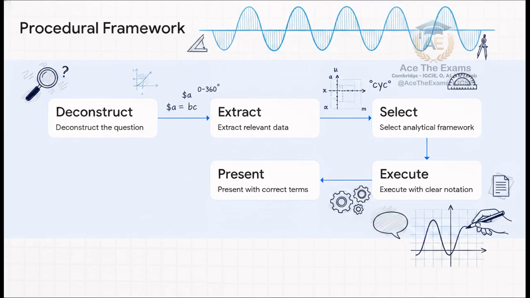Fourth, execute with clear notation. Draw the axes, scale them accurately, and plot your critical coordinates. Finally, fifth, present with correct terminology. Do not skip any of these. If Alex just extracted the data instead of brain dumping, he'd get marks. If Sam took 10 seconds to deconstruct the command word before rushing, they'd get the marks. This sequence is your ultimate safety net.